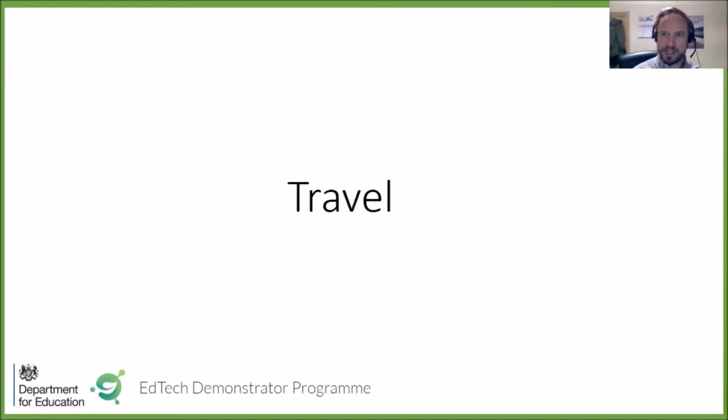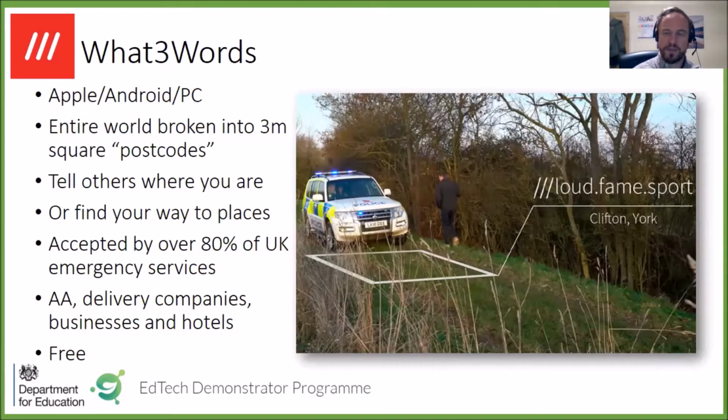Okay, travel. I've just picked out a few key ones. There's lots on travel, but these are the ones that have come up recently. What3words breaks down the entire world into 3 meter square postcodes. I say postcodes, but they're actually 3 words. So the example on the right hand side is a police car that's pulled up next to loud.fame.sport. If you type that into the app or into the browser, you'll find that exact 3 by 3 meter square spot in Clifton, York.